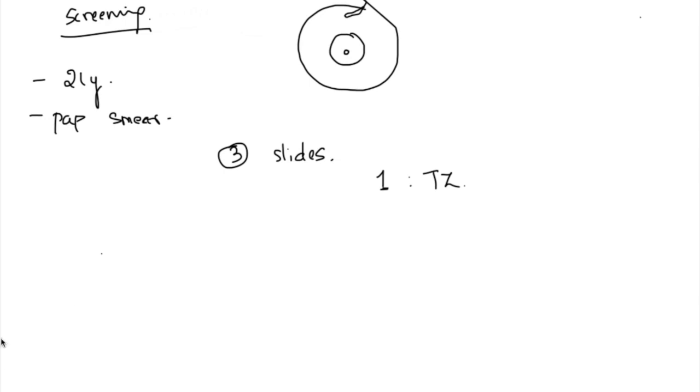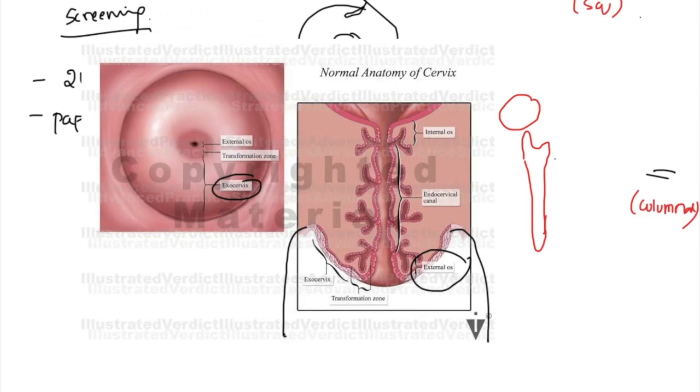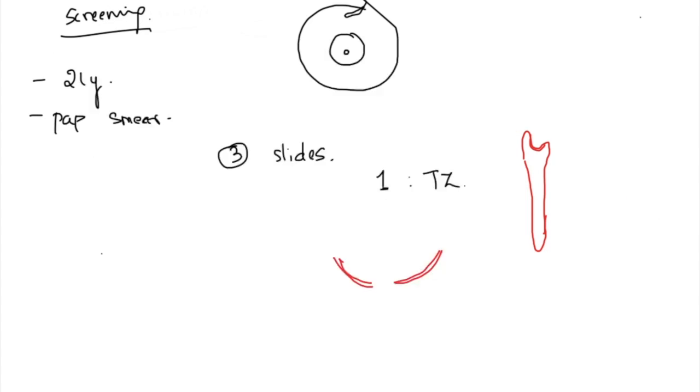How do we do this? We have something called an Ayre spatula. It's a wooden spatula. It's like this. Look at this. The concave part of the spatula goes and sits here, like that. Then you're going to rotate it 360 degrees like that. So you're going to get the smear onto your Ayre spatula, and then you're going to put it on the slide, and you're going to fix the slide.